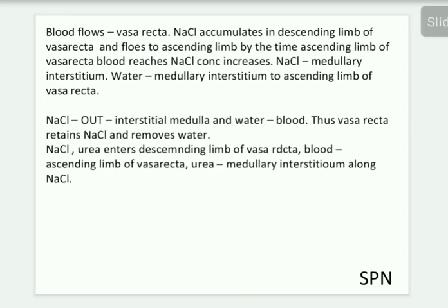When blood passes through the ascending limb of the vasa recta, urea diffuses back into the medullary interstitium along with the sodium chloride. So sodium chloride and urea are exchanged between the ascending and descending limbs of the vasa recta. This is the counter current exchanger. This is all about the counter current exchanger and counter current multiplier.